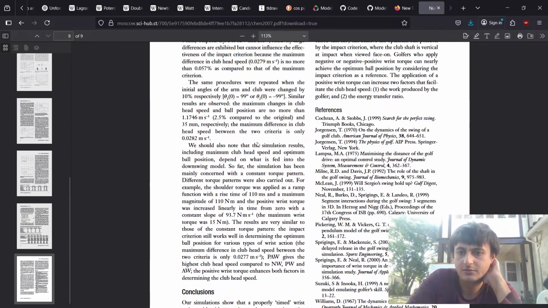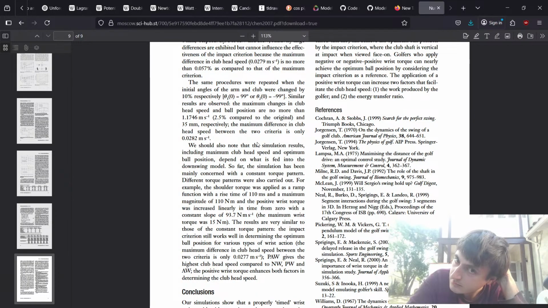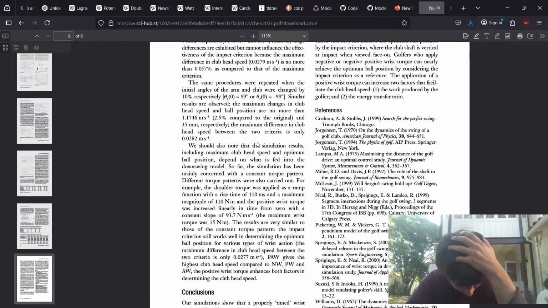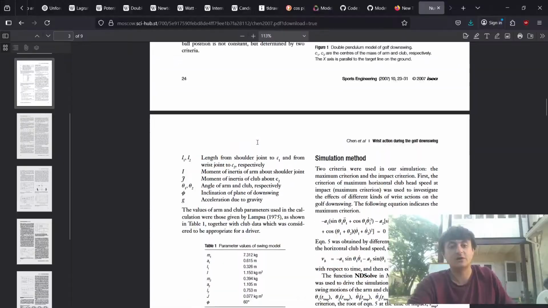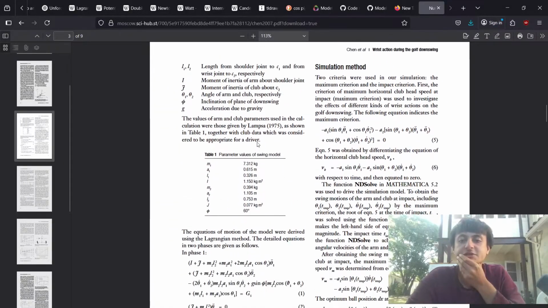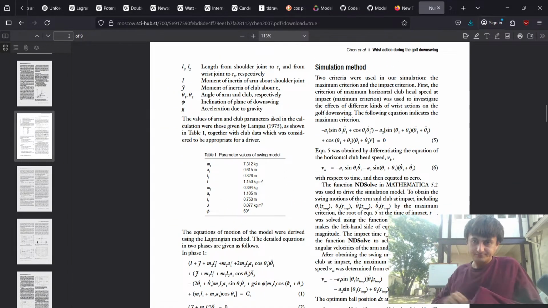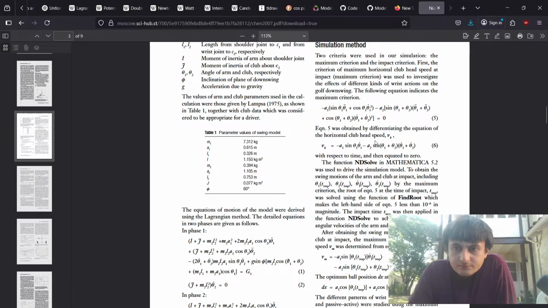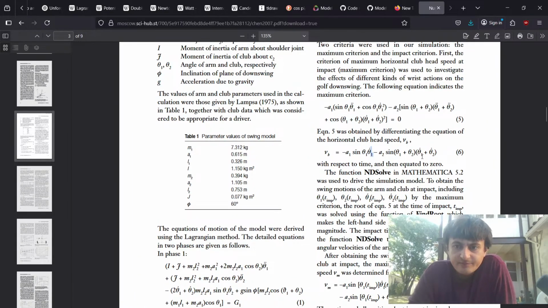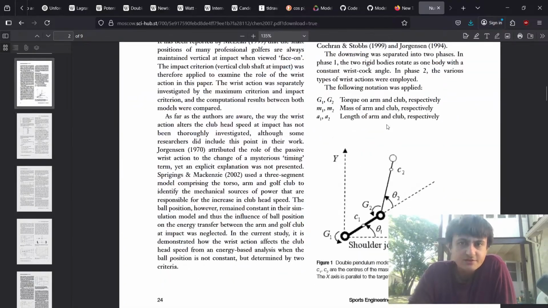Holy cow, bro. People go so hard on golf modeling, dude. What the hell? All right, so let's just, this doesn't look like the same. All right, let me read this because it's not that hard.